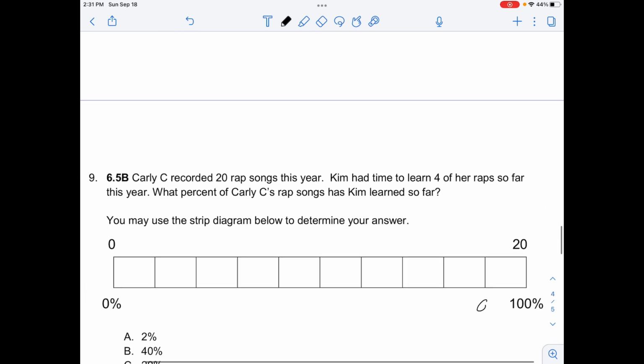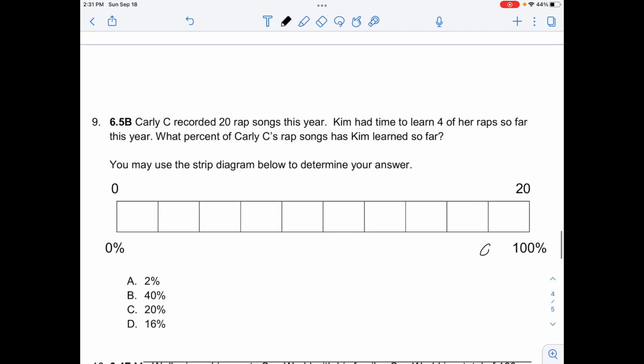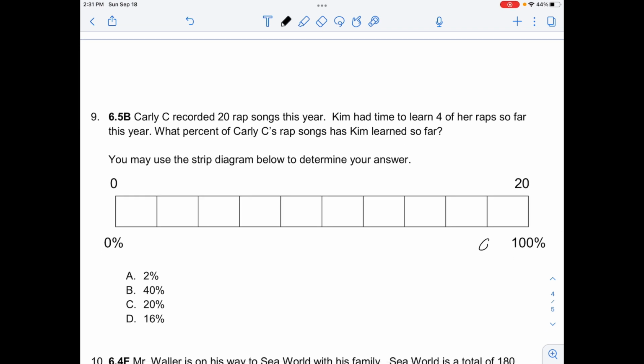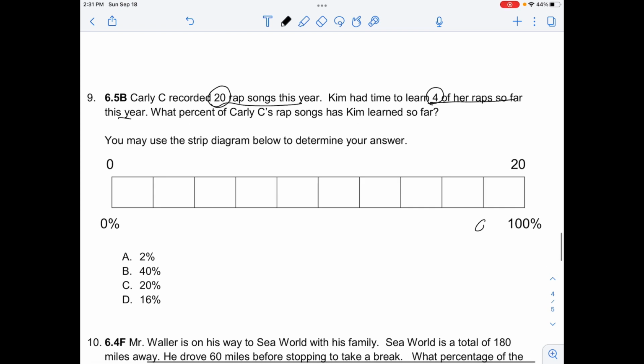Okay, number 9. Carly C. recorded 20 rap songs this year. Kim had time to learn 4 of her raps so far this year. What percent of Carly C's rap songs has Kim learned so far? Okay, so we're going to have a part, whole, and percent question. And we're also going to use the strip diagram to help us answer.